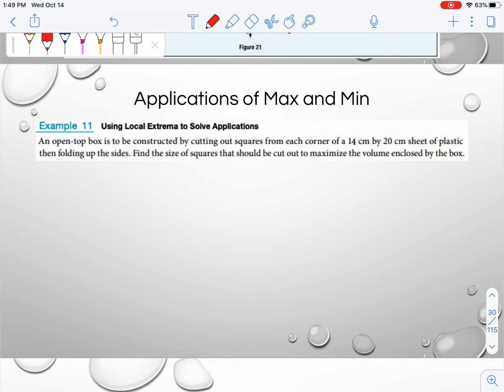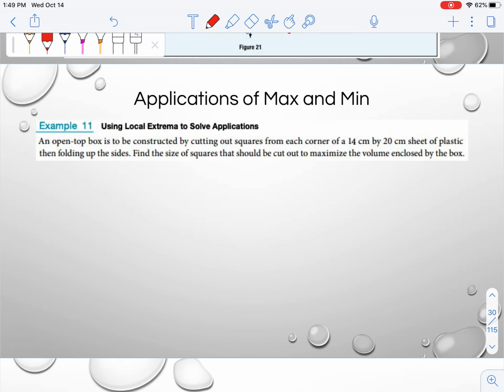The application of max and mins, right? So here I've got an open top box is to be constructed by cutting squares from each corner of a 14 by 20 centimeter sheet of plastic, then folding up the sides. I want to find the size of the squares that should be cut out to maximize the volume of the enclosed box. How in the world are we going to do that?